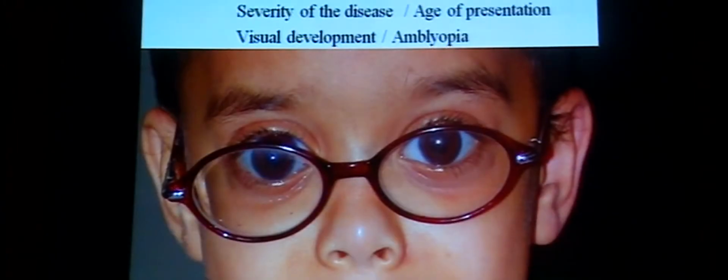It doesn't end with a good surgery. Children need to be followed up and treated vigorously for simple things like amblyopia.